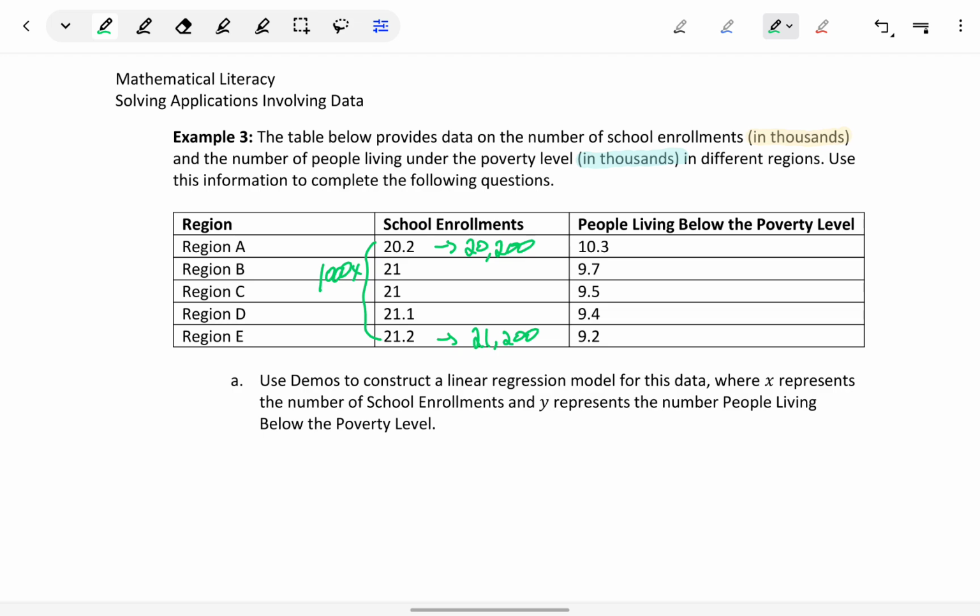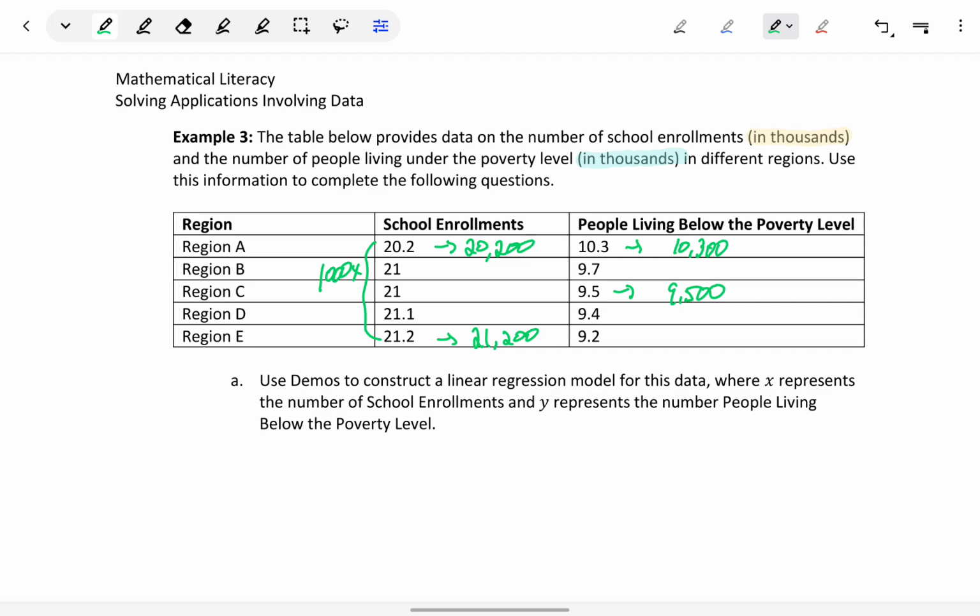And it's the same for number of people living under the poverty level. Each of these values would get multiplied by 1,000. So 9.5 represents 9,500 people living below the poverty level. 10.3 represents 10,300 people living below the poverty level.